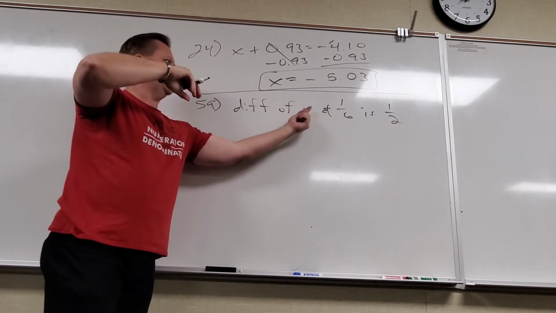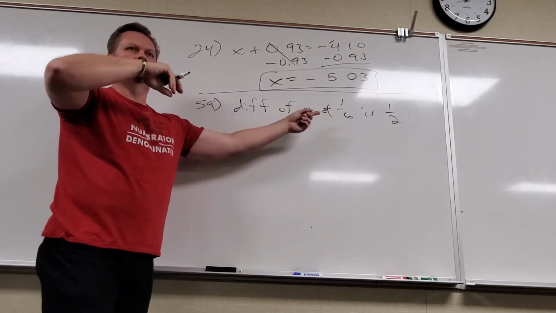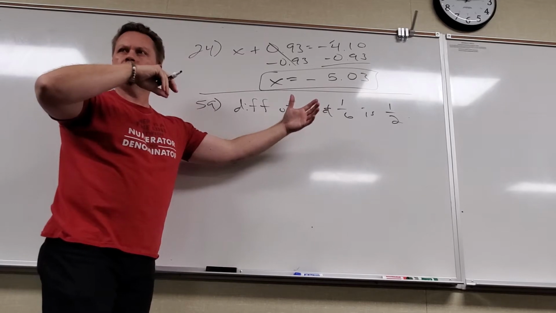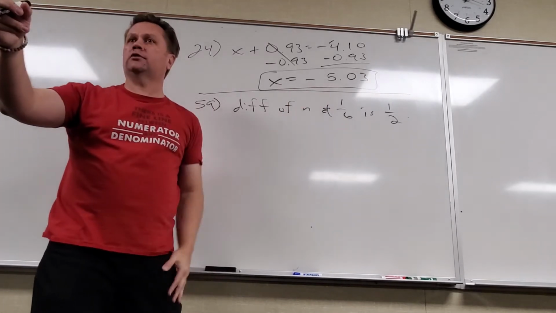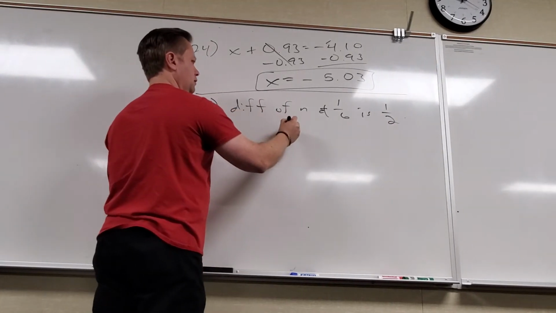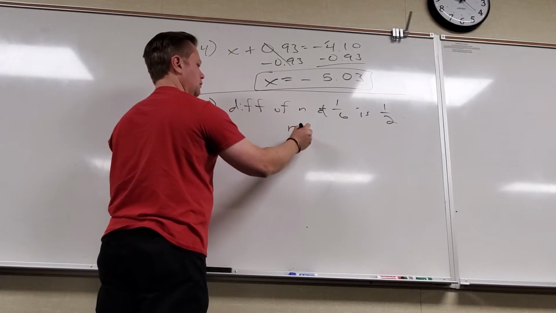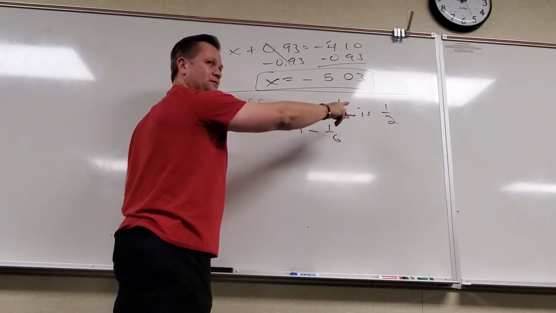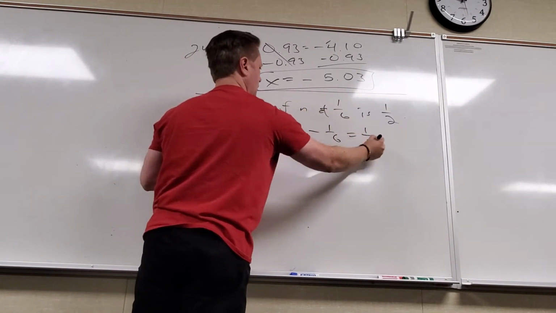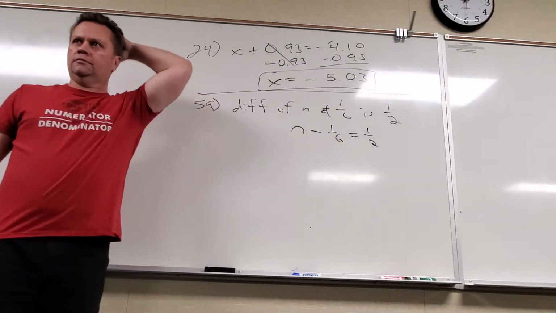Difference of n and 1/6. How do I write that? What's difference indicate? Not negative, but subtraction. So it would be n minus 1/6 equals 1/2. Okay, so that's the problem, right?